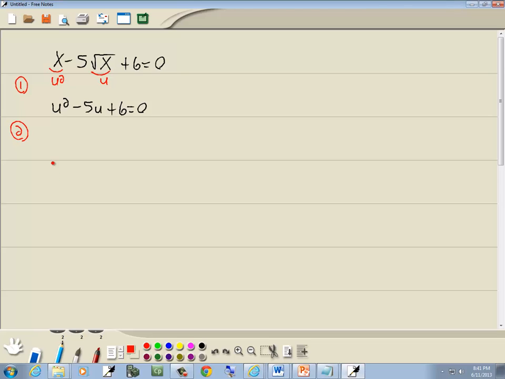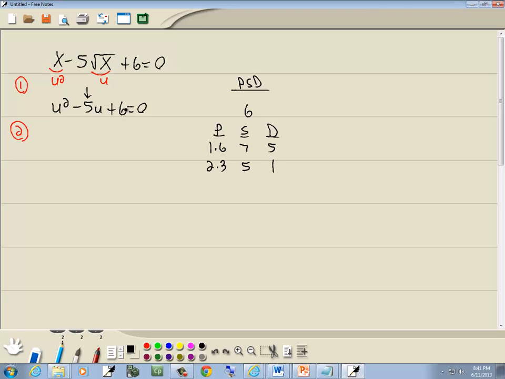Step 2, solve for u. Well, this is a quadratic. Specifically, we have a u squared, no number in front of our u squared, so this is the PSD method. We're going to take our number at the end, which is a 6, and we're going to come up with our 3 columns. The P column, we list all products that give us 6. We got 1 times 6, 2 times 3. The S column, we add them together. 1 plus 6 is 7, 2 plus 3 is 5. Difference column, we subtract, smaller from larger. 6 minus 1 is 5, 3 minus 2 is 1.